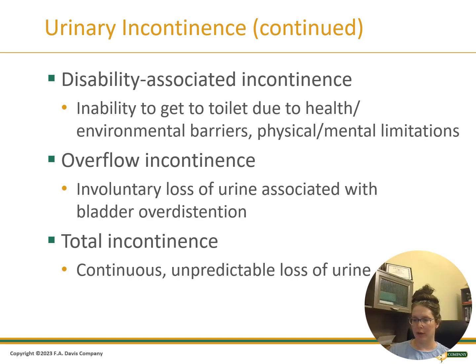We have overflow incontinence, and this is going to be caused from bladder overdistension, so involuntary leakage of urine when the bladder becomes overly full. This is often seen with an obstruction, so an example is an enlarged prostate obstructing that, and then you also have impaired bladder emptying. Total incontinence is going to be a continuous, unpredictable loss of urine, so this is often seen with neurological dysfunction and structural abnormalities.